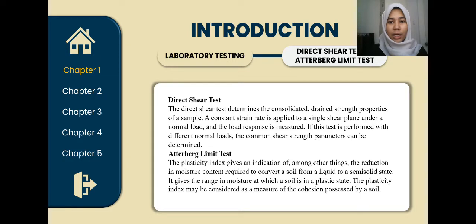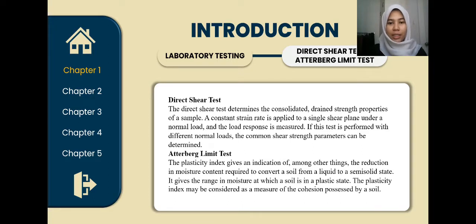Laboratory testing, direct shear test and Atterberg limit test. All collected soil samples from the borehole were brought to the laboratory for necessary testing and rechecking of the preliminary borehole descriptions. First, the direct shear test. The direct shear test determines the consolidated drained strength properties of the sample. A constant strain rate is applied to a single shear plane under a normal load, and the load response is measured. If the test is performed with different normal loads, the common shear strength parameters can be determined.